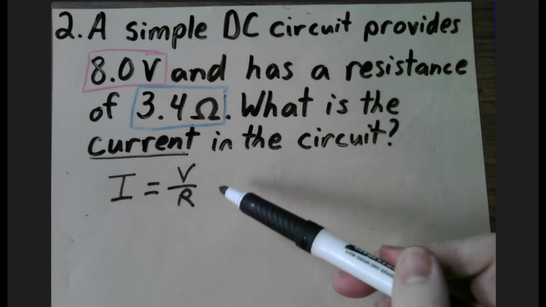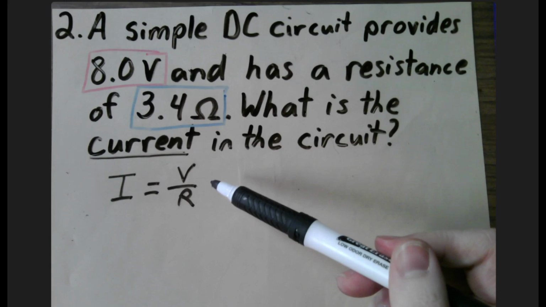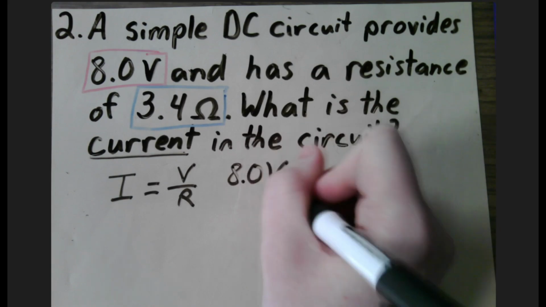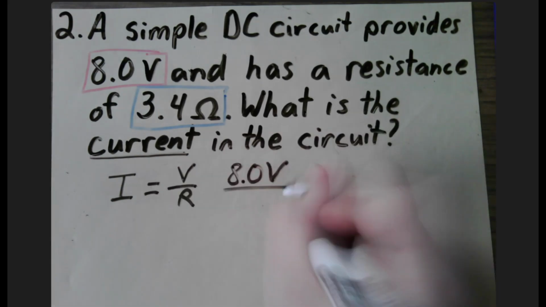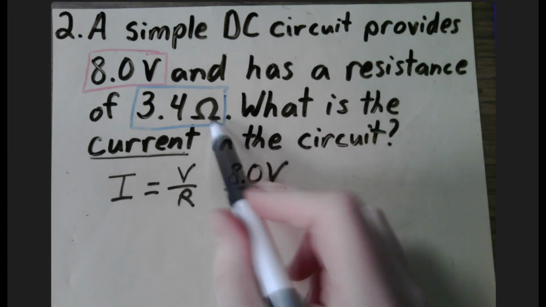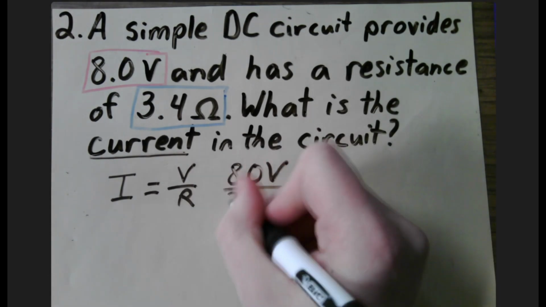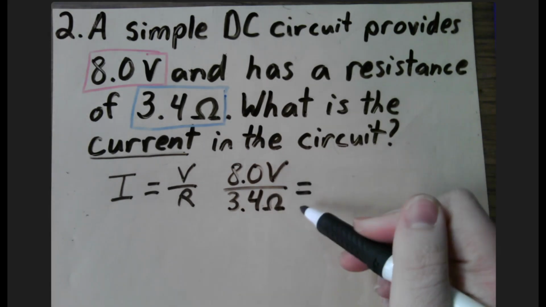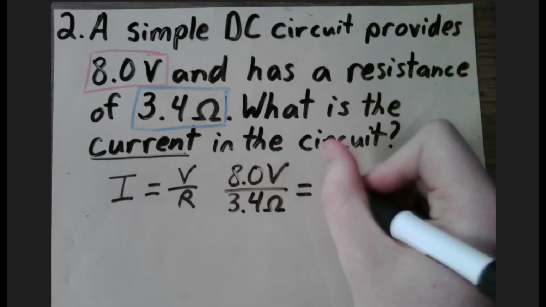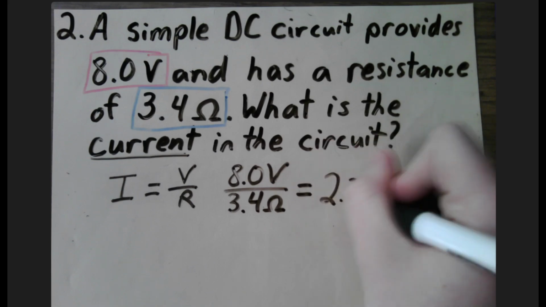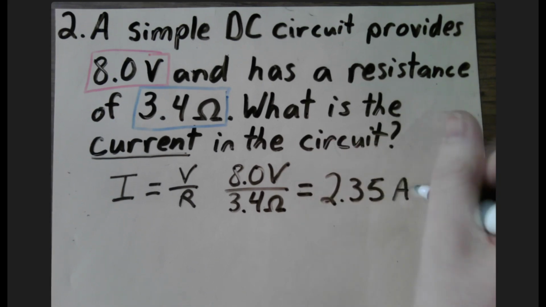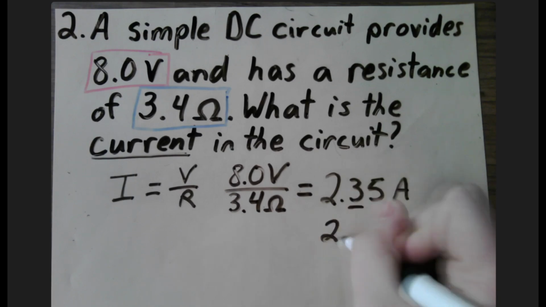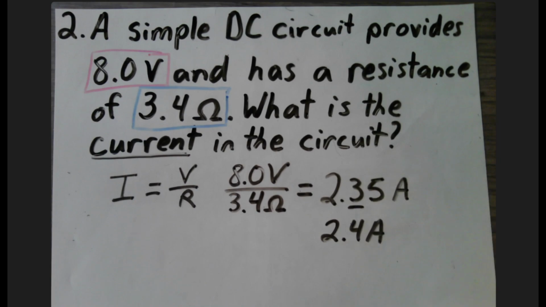Let's see what we have in our problem for our formula. We have 8.0 volts. Volts is the units for voltage, and 3.4 ohms, which is the units for resistance. And after calculating those two out, our answer is going to be 2.35 amperes. Now let's round this up to the nearest tenth. 2.4 amperes is our final answer.